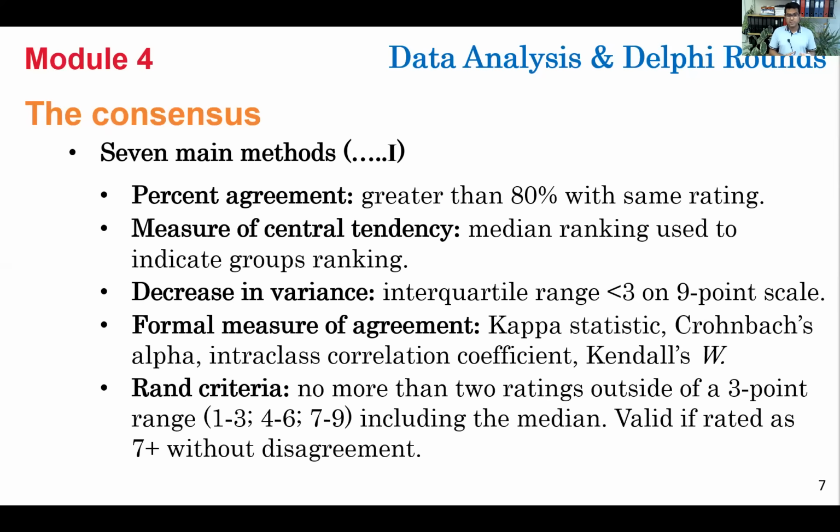RAND Corporation has its own criteria for achieving consensus. To gain agreement on the median, a 9-member panel should use a 9-point Likert scale, where no more than 2 members rate the indication outside the 3-point region.